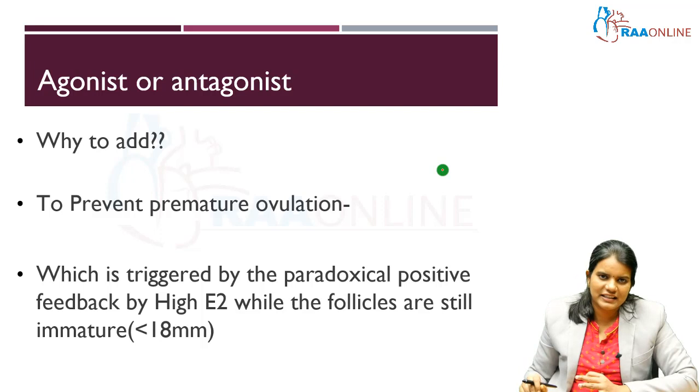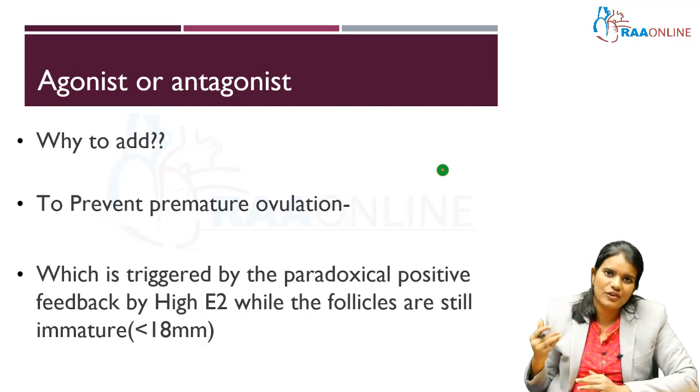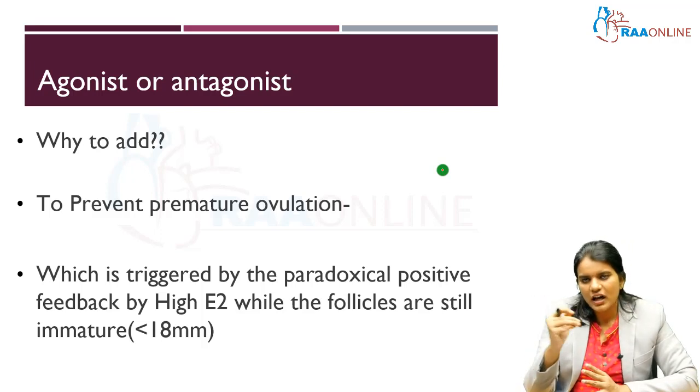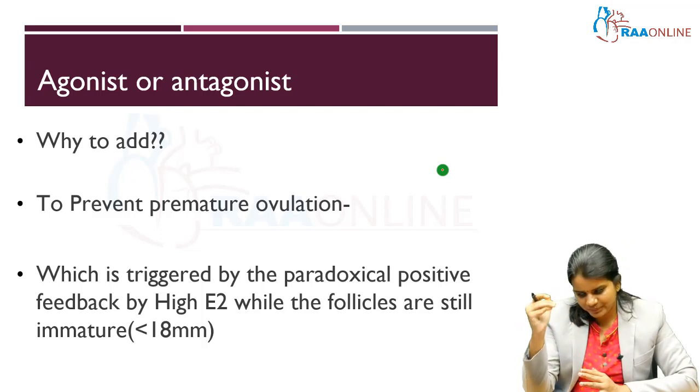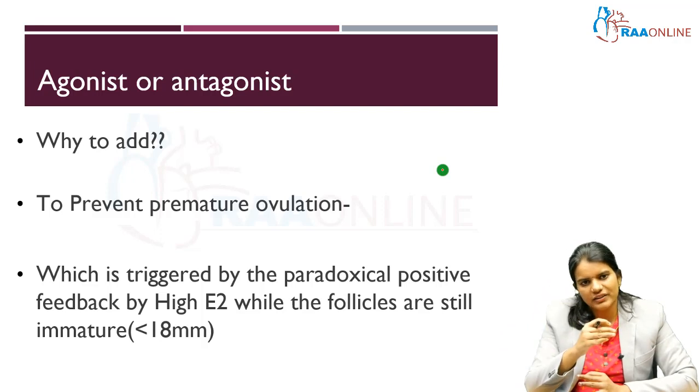Now, agonist or antagonist injection. Why did they come up with the process of agonist and antagonist injection? That is because they have to prevent a premature ovulation. Whenever there is a follicle that is growing, there is estrogen that is increasing, that will go and cause a LH surge, and that will cause the maturation and then the ovulation, right?